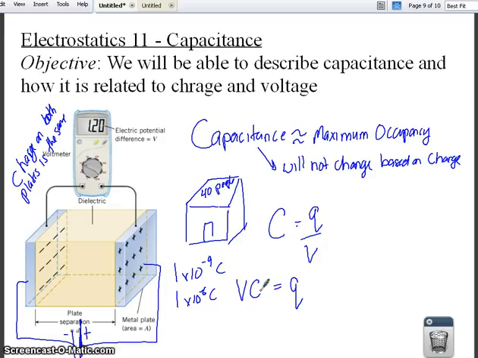So this value does not change if everything is held constant. Okay, so if we have a stronger battery, if voltage goes up, then the amount of charge stored goes up. If we have a weaker battery, if voltage goes down, then charge goes down. And you can see these are related in the equation. So capacitance will be a constant number based on the capacitor. Every capacitor has different capacitances based off how they're made. So capacitance doesn't change.